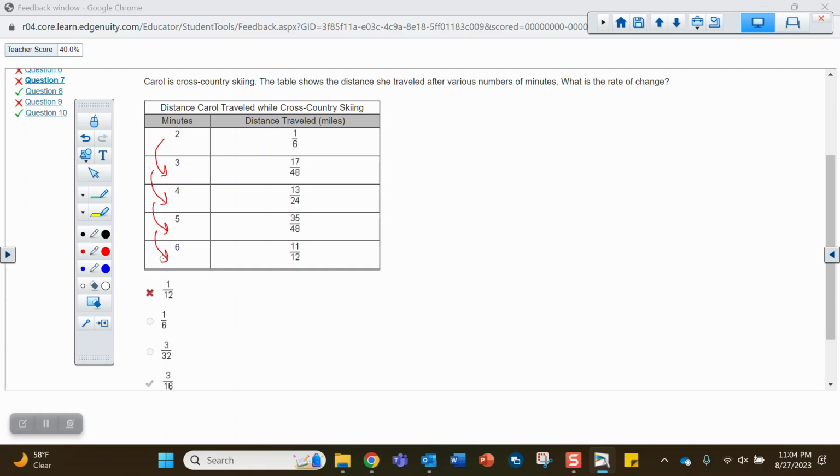I want ones that already have a common denominator. I'm going to try to take a shortcut here. So I'm going to try to use this one and this one because I'm going to have to do some subtracting. So this is going to be my y2, this is going to be my x2, this is going to be my y1, this is going to be my x1. So I'm going to do 35/48. This is going to be really ugly. Minus 17/48. That's y2 minus y1 over 5 minus 3.